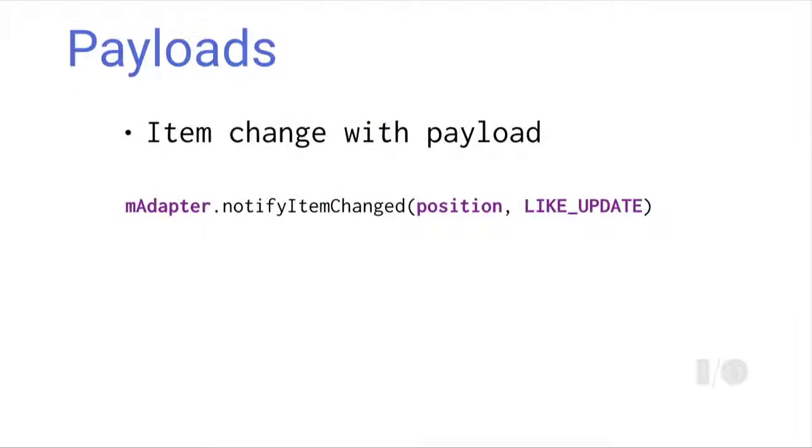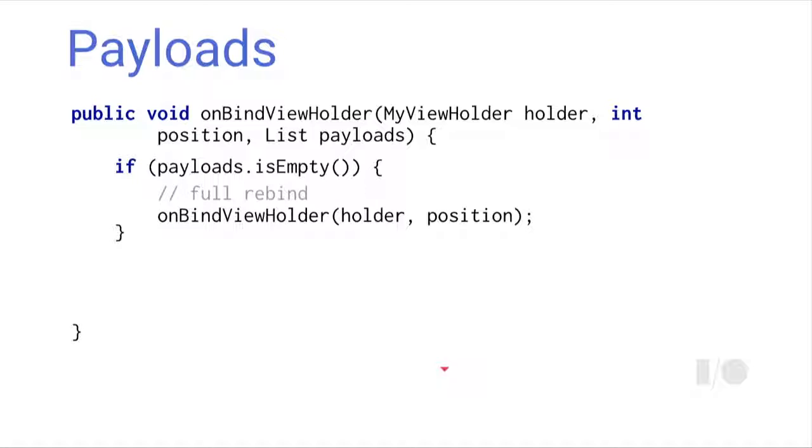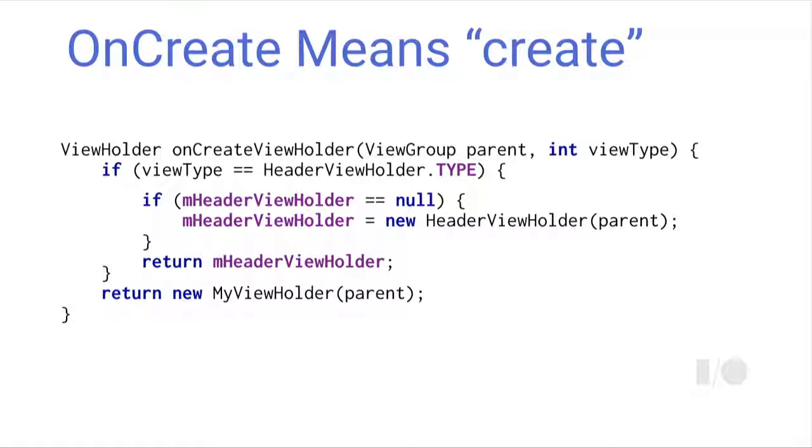So use item change with payload. When an item changes, like the time changes, or the user liked it, use it with the payload. It will make your on-bind a lot more efficient. You can run better animations. In the on-bind method, you can just check if you have been passed payloads. If there's no payloads, fully bind as a new view holder. If there are payloads, we guarantee that the view holder is being reused for that position. So you don't have to set everything. You only set what has changed, and you know that information from the payload. It's very efficient. It's great for animations.